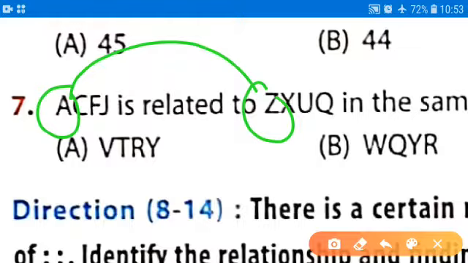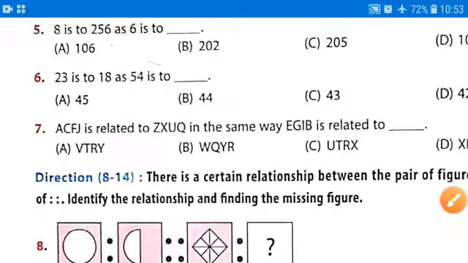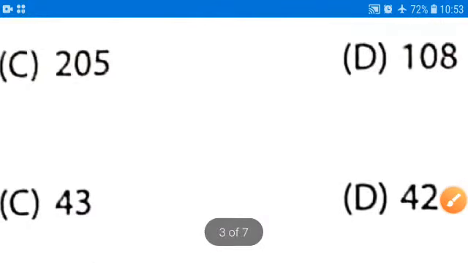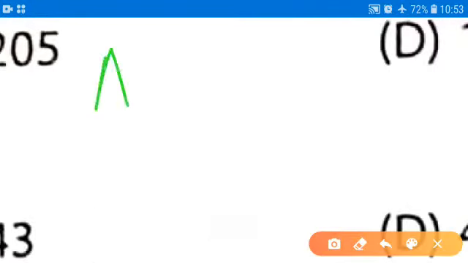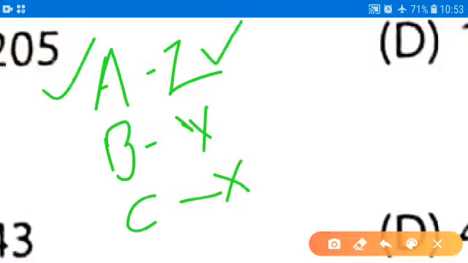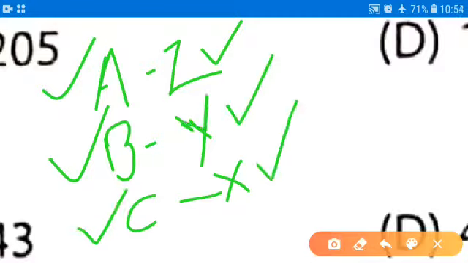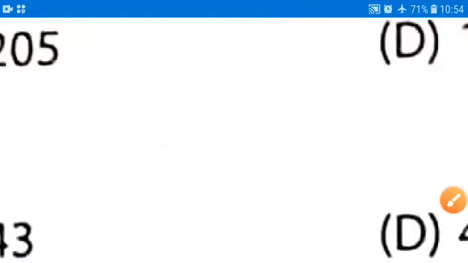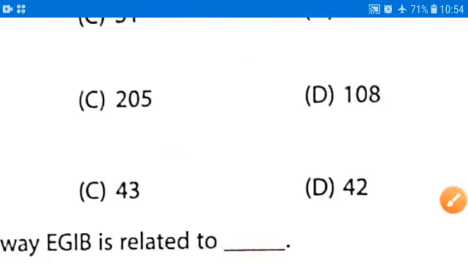So can we say that these are the opposite letters of each other, like A, Z? Let me write here: A, Z, B, Y, C, X. This is the first letter, this is the last. This is the second letter, this is the second last letter, Y. This is the third letter, this is the third last letter. In the same way, you can write the whole pair.